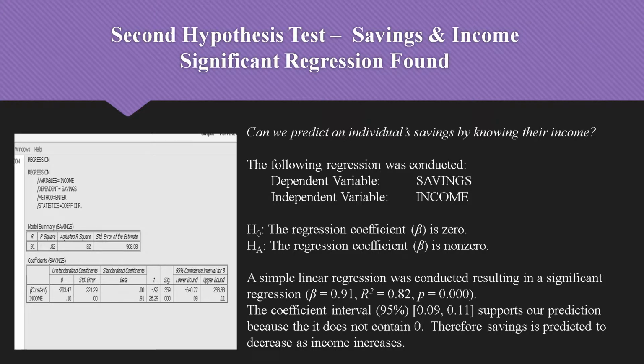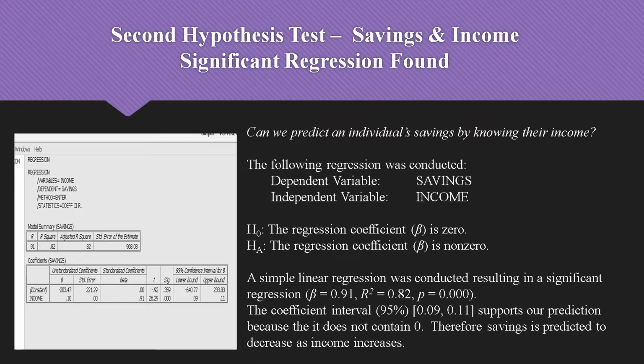Here the question is, can we predict an individual's savings by knowing their income? Dependent variable is savings, and independent variable is income. Our regression coefficient beta null is 0, and the regression coefficient beta for the alternative is non-zero.